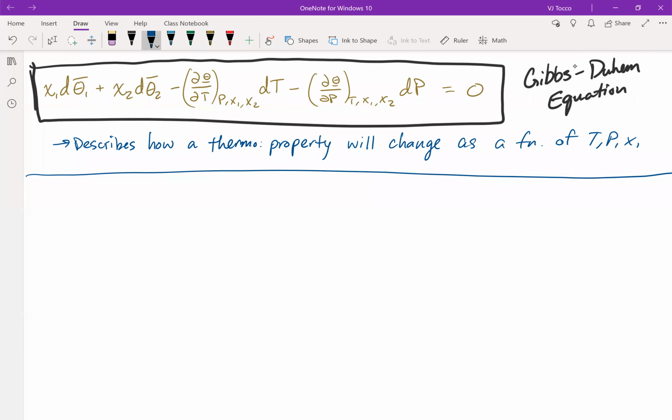In the last video, I talked about the Gibbs-Duhem equation. I said we have one more derivation to do, and that is the derivation of how to find or solve for the partial molar properties theta 1 and theta 2.